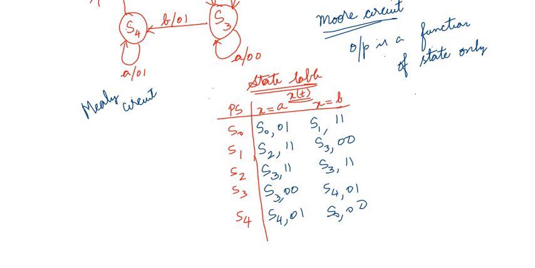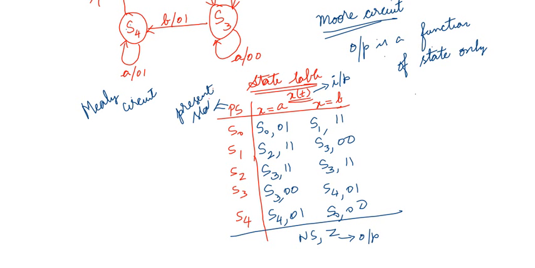So this is your state table, and here you can indicate clearly this is your next state comma Z, because these S0 and so on are all your next states. These values 0 1, 1 1, 0 0, 0 1 are all your outputs. X is your input, PS is your present state, and NS is your next state.